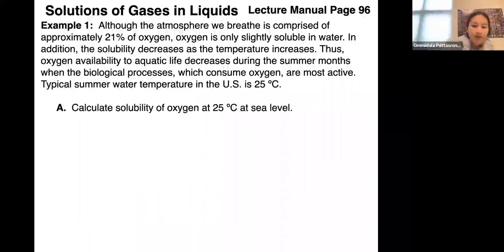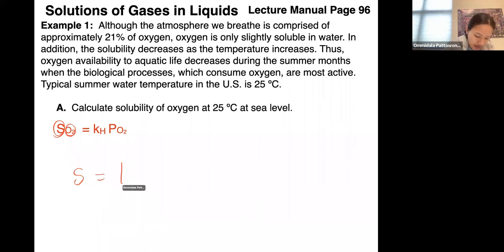In order to do this, we want to know solubility. Therefore, the equation we're going to use is solubility. Solubility of what? Of oxygen gas. So it's the same thing: S equals KH times P. In this case, I specified those for oxygen.